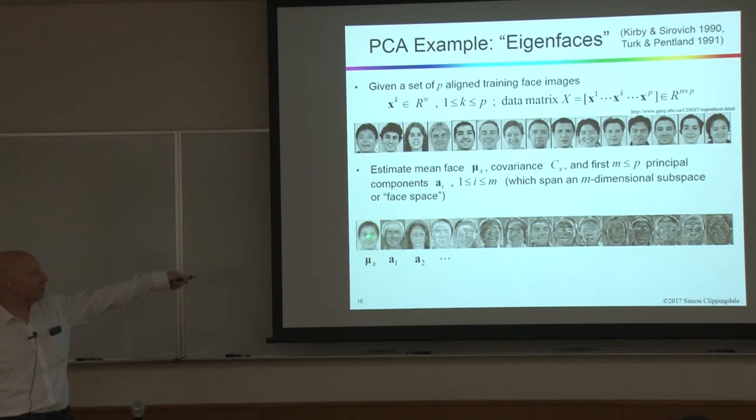So start with the mean. Adding a certain amount of this image to the mean will give you a lighter area up here and darker down here. Then adding a certain amount of the second one here will darken this region here and lighten this region here, and so on and so on. And you can see that these eigenvector images gradually get more complex as you go on.